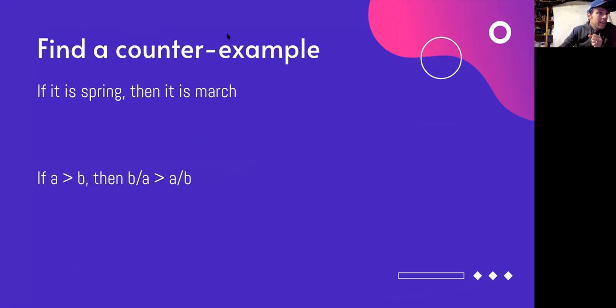All right, so let's find a counterexample of these statements here. If it is spring, then it is March. So we need something that is spring, not March. This needs to be false.